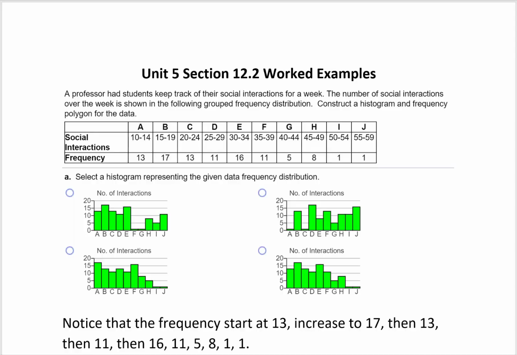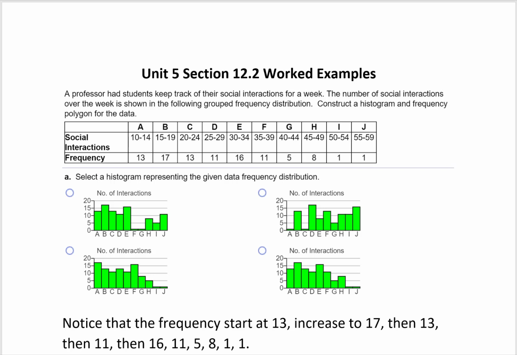Unit 5, Section 12.2 Worked Examples. A professor had students keep track of their social interactions for a week. The number of social interactions over the week is shown in the following group frequency distribution. Construct a histogram and frequency polygon for the data.